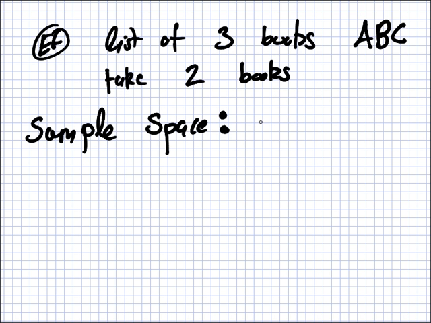So here you could take A and B, A and C, and B and C. Okay, that's simple. So let's make it a little bit harder now. So what type of problem is that? Combination. Okay, so now let's look at permutations.